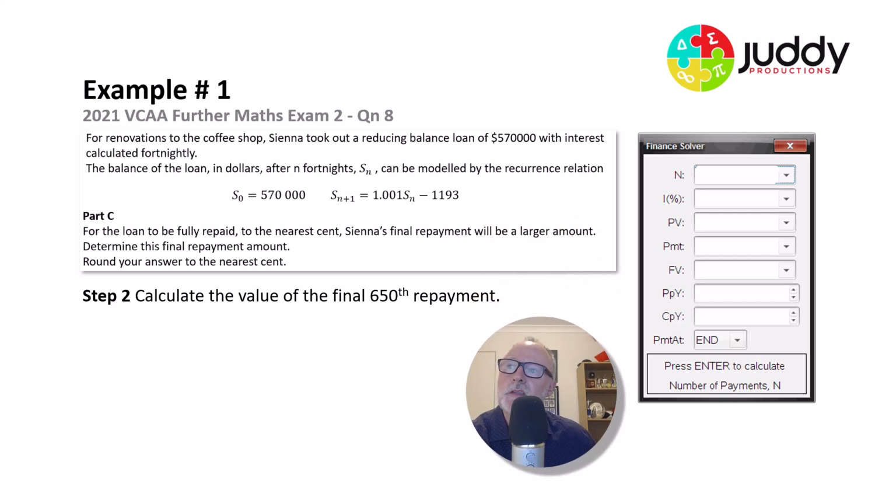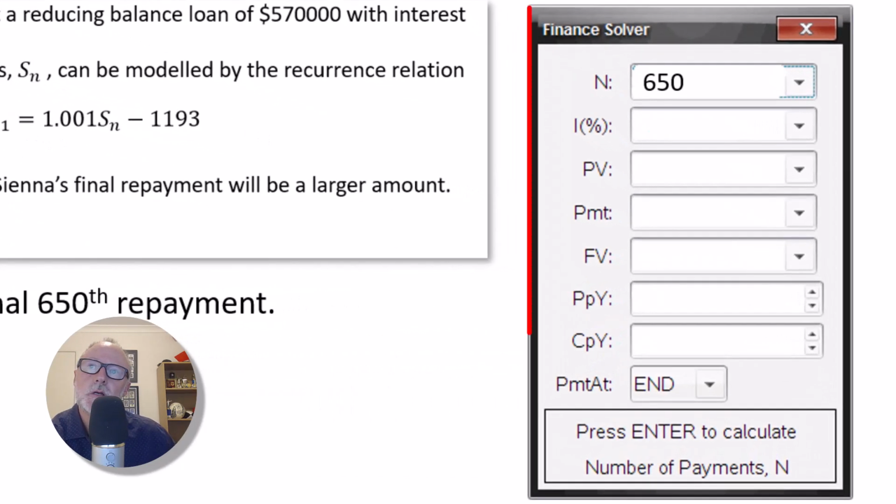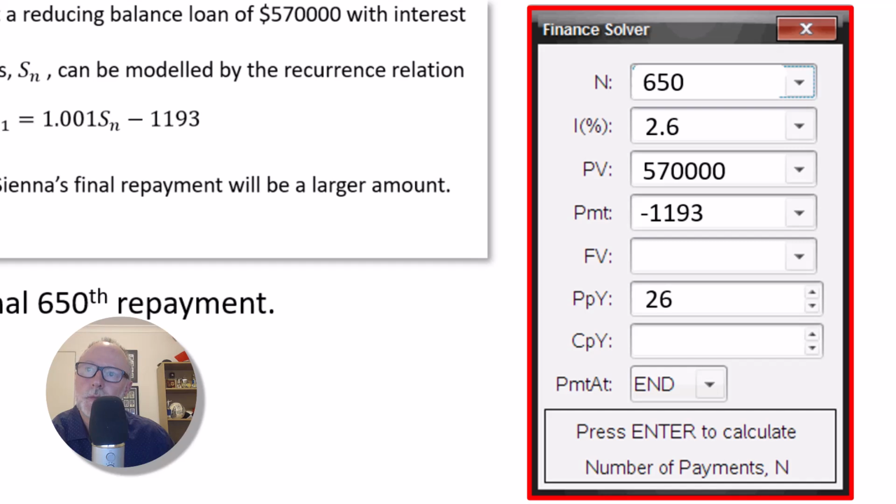So step two is to calculate the value of the final 650th repayment, which will be slightly larger than the traditional 1,193. And that's often the case with the final repayment. It's either slightly larger or slightly lower than the rest of the repayments that are made. So we're paying it off in 650 fortnightly repayments, so n is 650. The interest rate is 2.6% per annum. The principal value is $570,000. The payment is $1,193 per fortnight. The payment per year is 26 because it's fortnightly. Compounding per year is 26 because it's fortnightly.